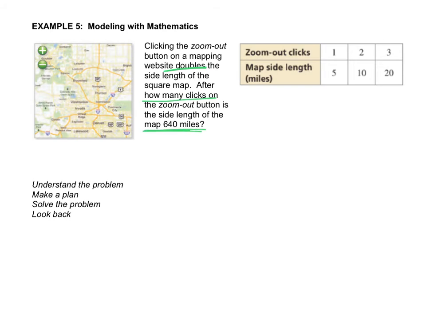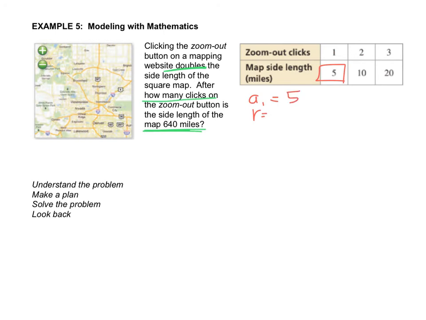So we go over to the side. They tell us if you click once, the map side length is 5. If you click twice, the map side length is 10. If you click 3 times, the map side length is 20. So the first thing that I'm going to do is write a formula, because then I can use my formula to figure out how many clicks it'll take until I get to 640 miles. So I need a sub 1 and I need r. Well, a sub 1 is really simple. It's 5 because it tells you that's the first term, right? Second term, third term. So the first term is 5.